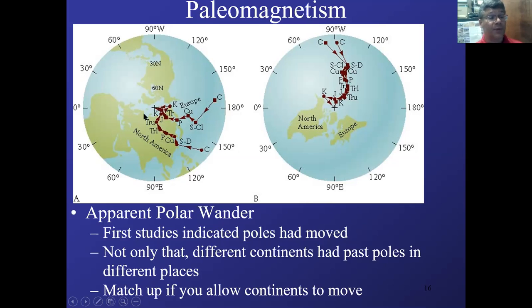If you do these types of measurements in Europe, again, you get movement of the pole over time. An even bigger problem is the older things get, the further apart the apparent poles are. Earth being a globe, there's only one North Pole. How can we have poles in different places? Well, if the continents can move, then those tracks line up pretty well.